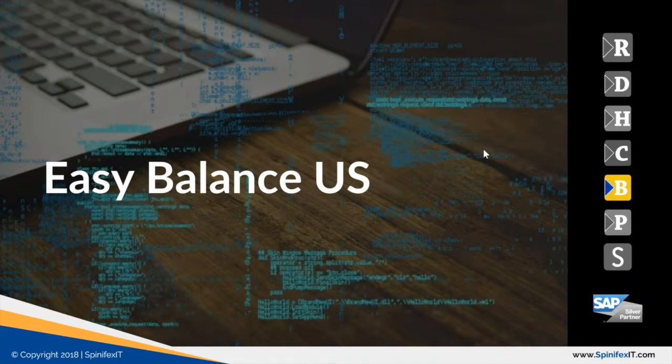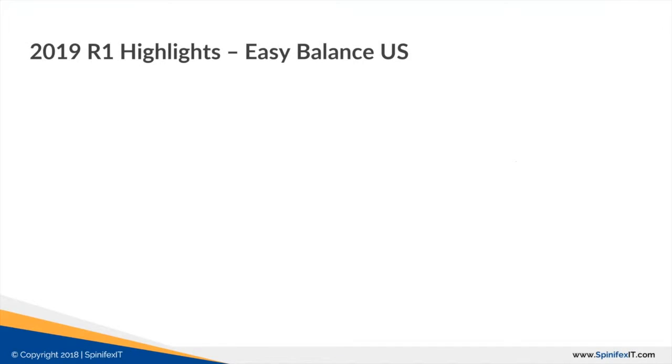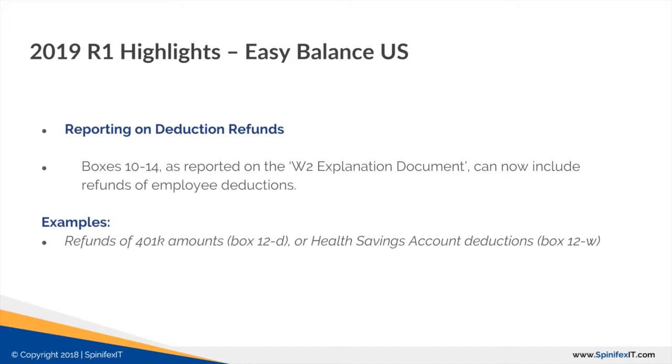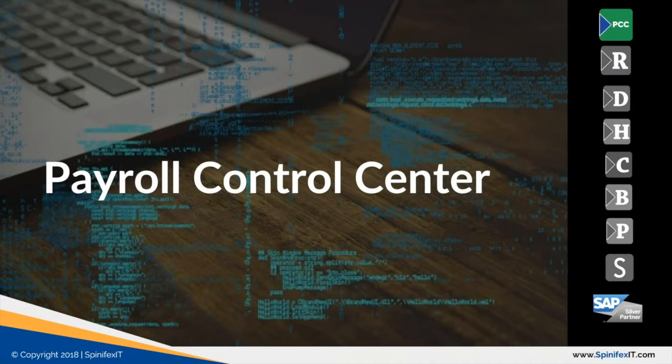Our next product to discuss is Easy Balance, in particular the US version. Our one big change for Easy Balance is in reference to the W-2 box 10, 11, 12, and 14 amounts that are included in our W-2 explanation document. Previously, those codes assumed that all amounts included were deducted from the employees, ignoring the fact that sometimes an employee receives a refund. With 2019 Release 1, those refunded deductions will now be accurately picked up and netted into the box totals.